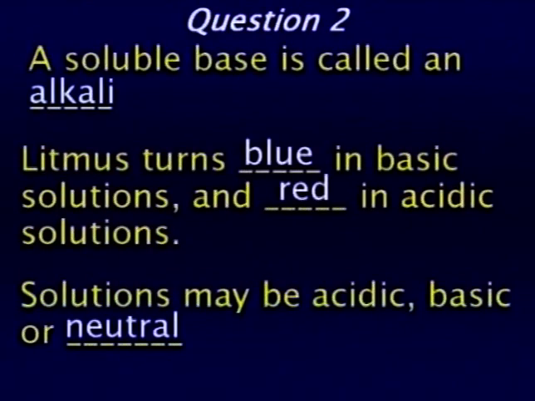A soluble base is called an alkali. Litmus turns blue in basic solutions and red in acidic solutions. Solutions may be acidic, basic, or neutral. If you have all those words written, give yourself a tick.